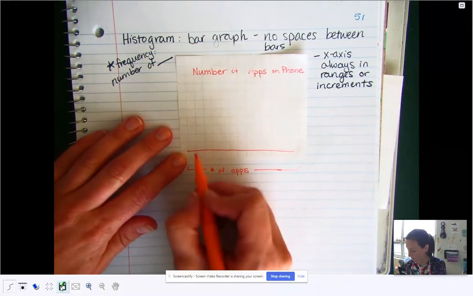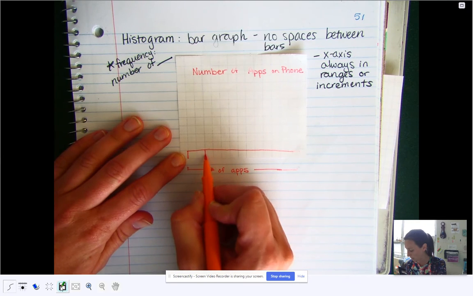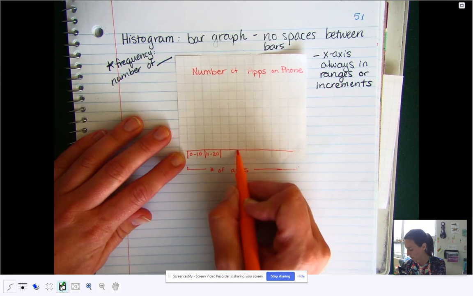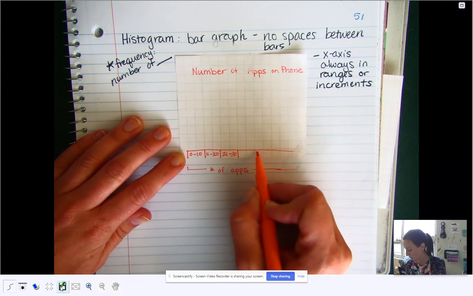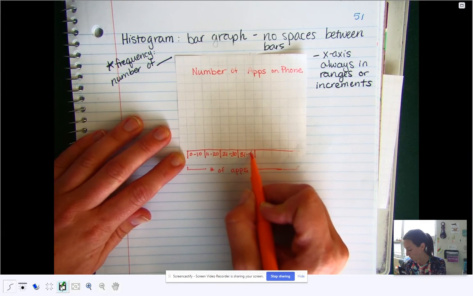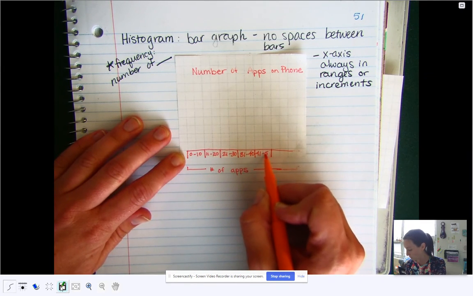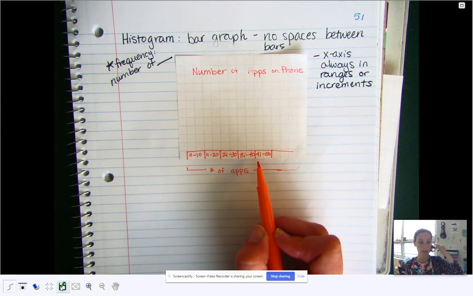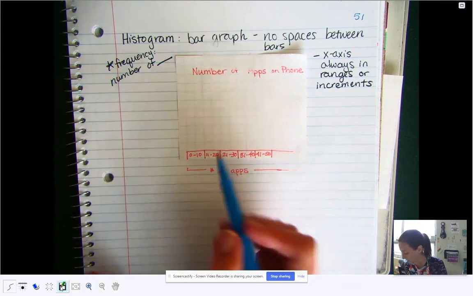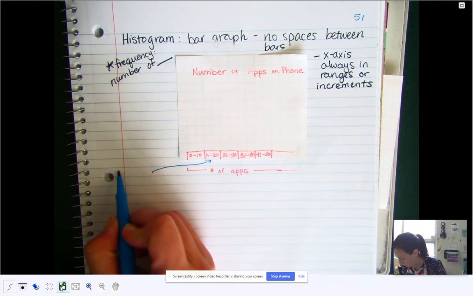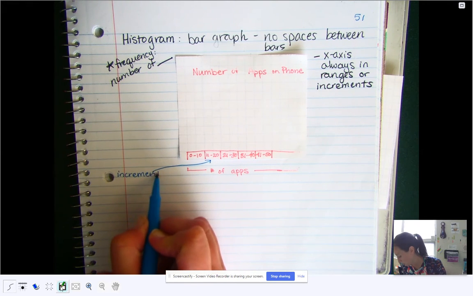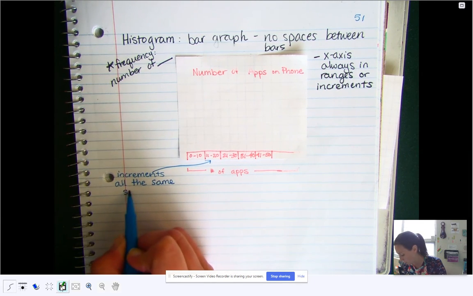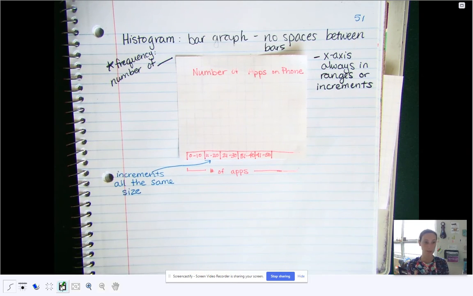And let's say that for our first group, they have 0 to 10 apps. They have 11 to 20 apps, 21 to 30, 31 to 40, 41 to 50. We'll stop there. Okay, so see how these are ranges or increments, and every single one of them is the same size. So that's something to pay attention to. They all cover 10-number spaces.